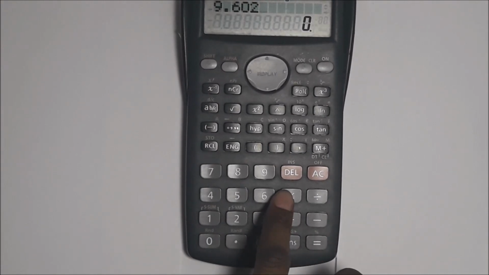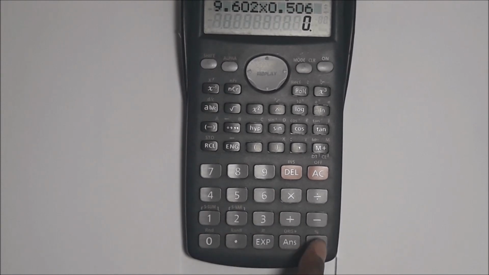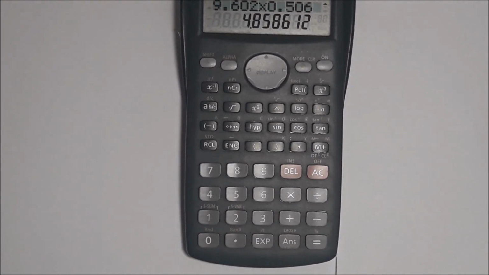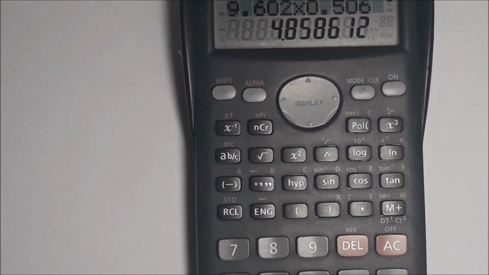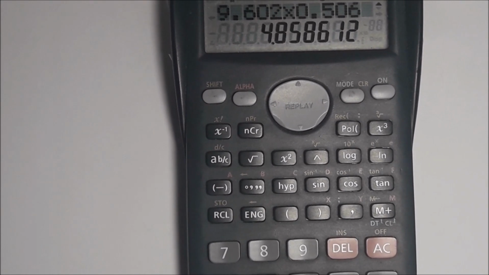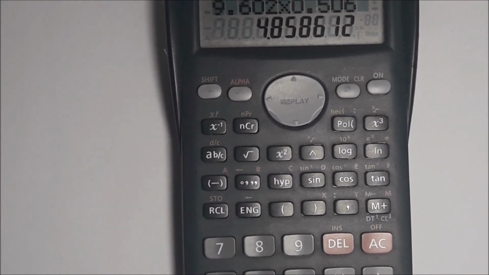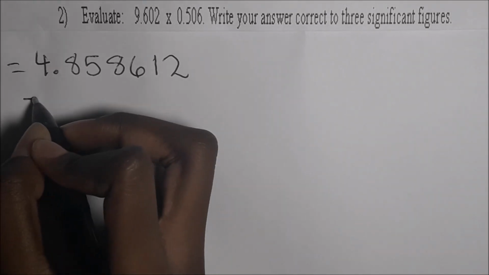9.602 times 0.506 equal. Write the answer under it, let me just check it first. So it's 4.858612. Okay, Rafaela, you wrote it under it, so that's the answer on the calculator. Now, write your answer correct to 3 significant figures. So what are you going to do?